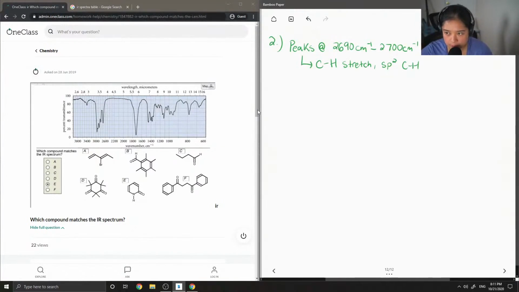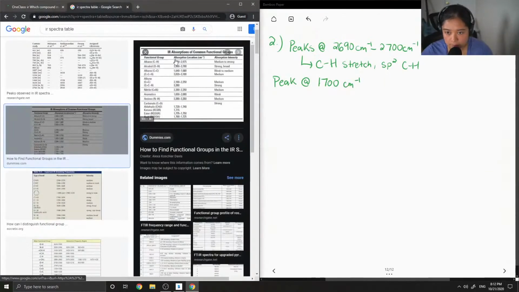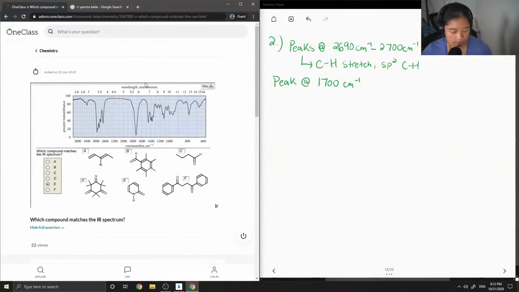You'll also see a characteristic peak at around like 1,700 inverse centimeters. And then let's look at our table. So basically this is due to like carbonyl groups. I'm gonna write. So let's look at all our different options.